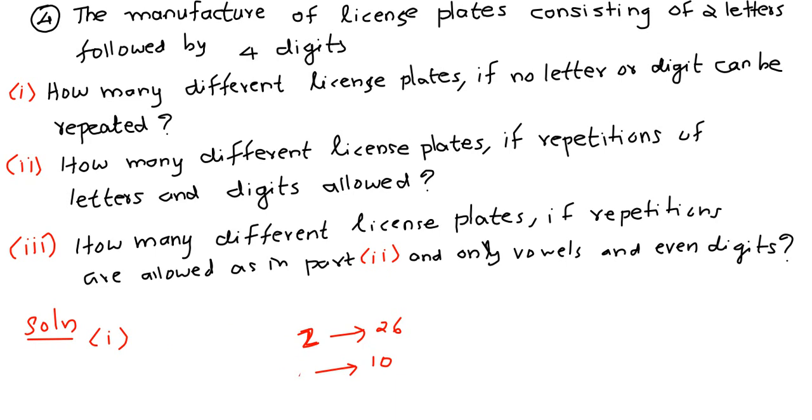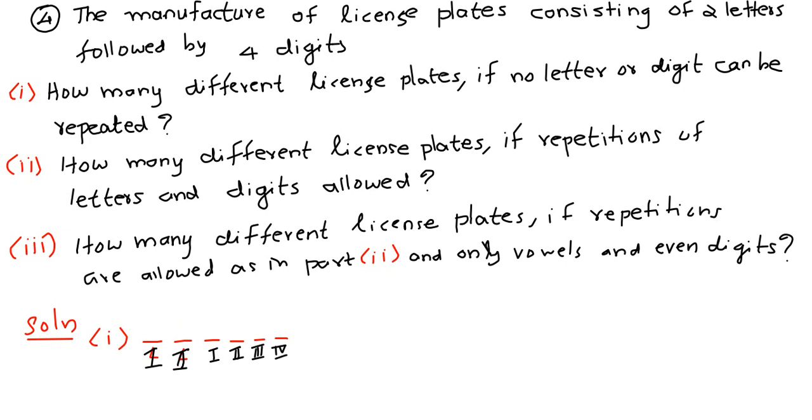So for the first sub question, how many different license plates? There are two letters followed by 4 digits, so there are actually 6 places. This is the first place and the second place for letters. And this is the first, second, third and fourth place for digits.